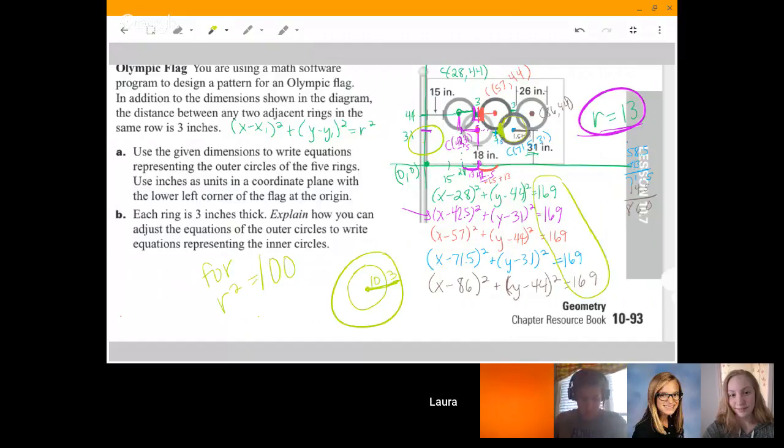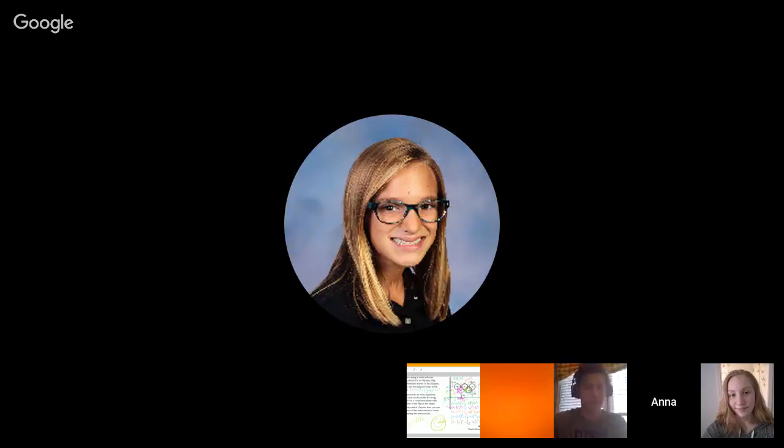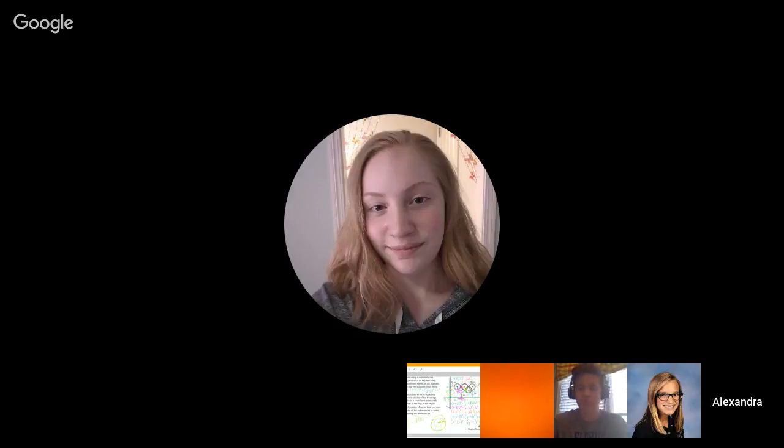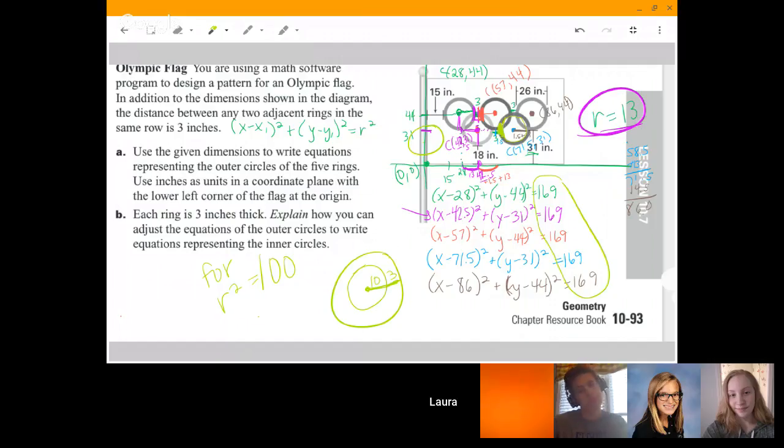It'd be r squared equals 100. So the center wouldn't change because you didn't move the circle somewhere different. All you did was make a smaller circle, which means the radius would be smaller. Are we all on the same page with that one? Y'all feel okay about that? Yes, ma'am. Christian and Anna, y'all feel okay with that one?